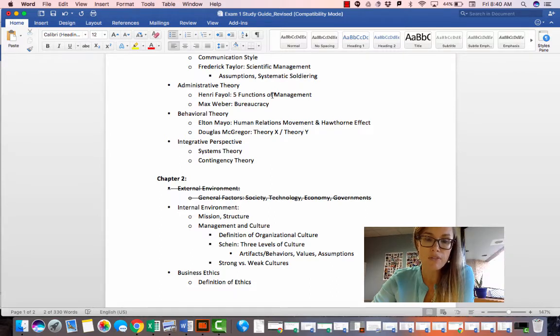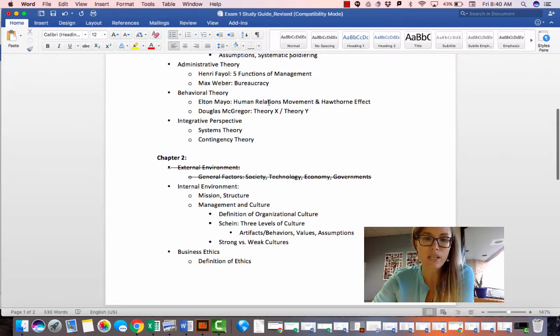Henry Fayol, the 5 functions of management, connects right back to our functions of management from previous, but take a look at those. And then the big ideas of bureaucracy is it really wasn't designed to be a bad thing. It's just kind of gone that way over time. But the hierarchy and the structures and the levels of management kind of all originated from that.